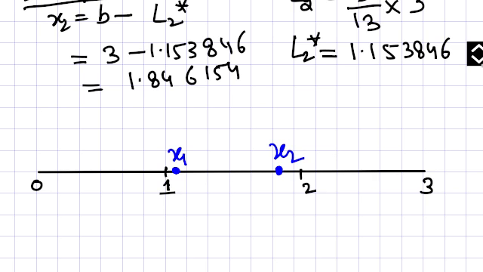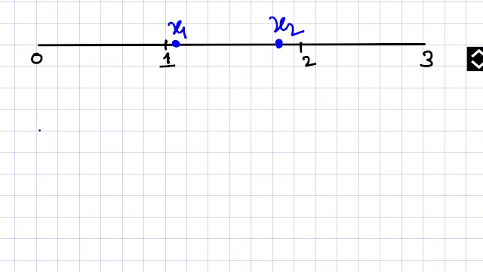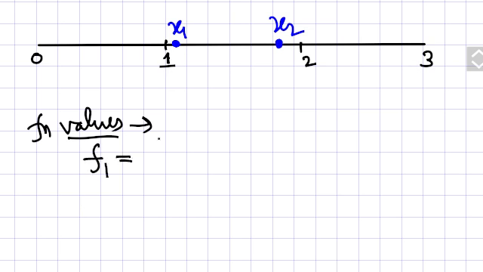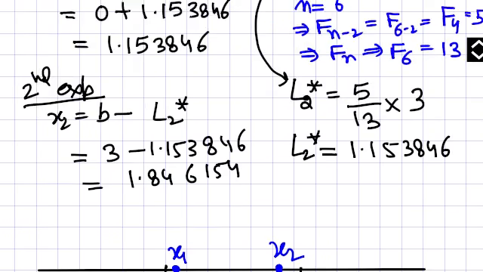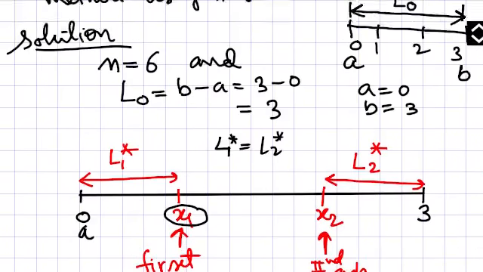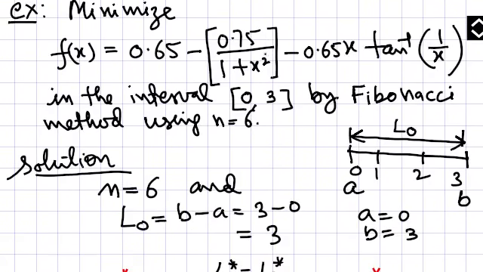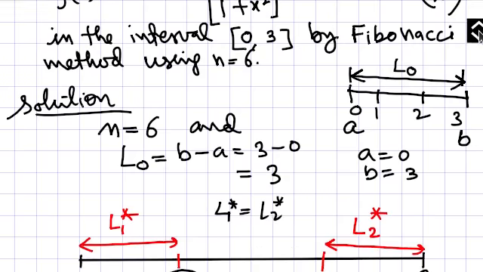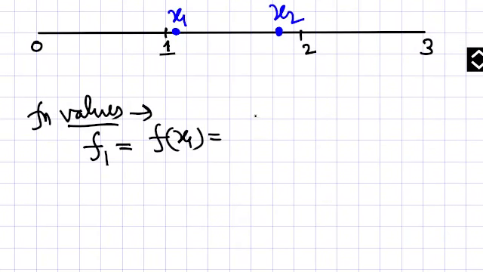Now what we will do is get the function values at these points. This is the next step actually. At point x1 the function value will be f1, and this will be decided this way. You put this value x1 is equal to 1.153 into this function. Here you put 1.15, then you calculate it. So after the calculation, what value will you get?